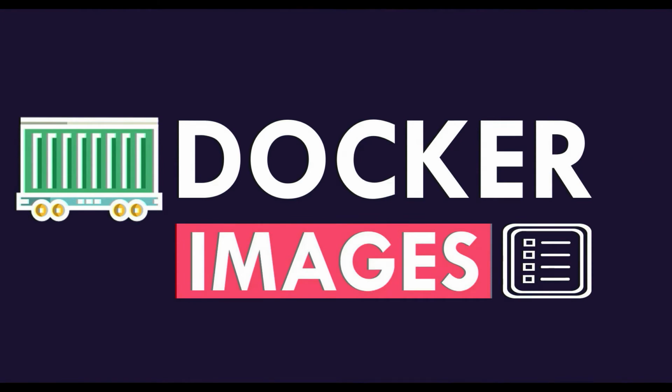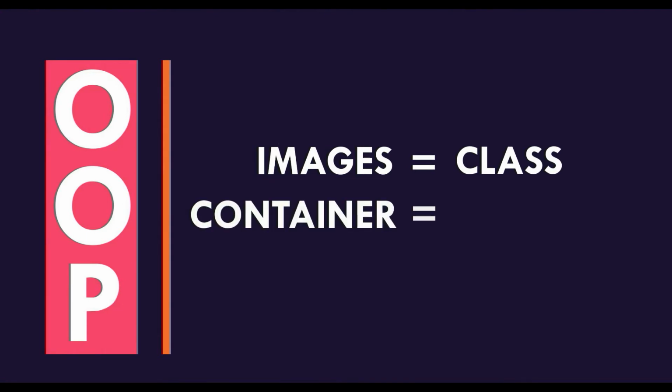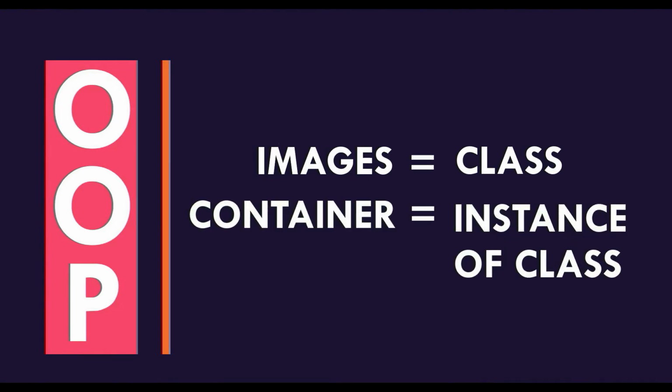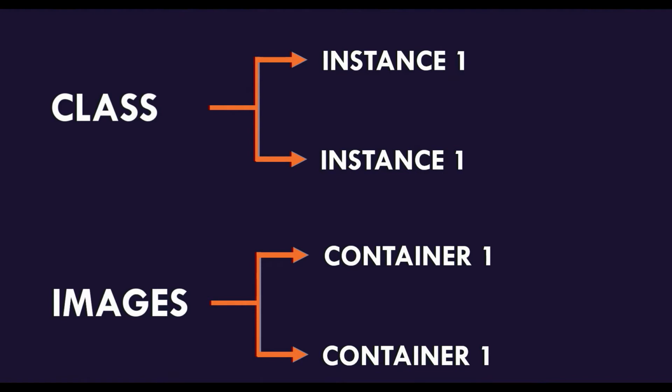We just learned about containers, right? But without images, there is no use of containers. You must have heard about object-oriented programming. Since I really appreciate object-oriented programming, in those terms, images are like a class, bundled with all its properties and methods. And containers are the instances of that class. So you can have as many instances of that class as you wish, and similarly you can have as many containers as you wish from an image.